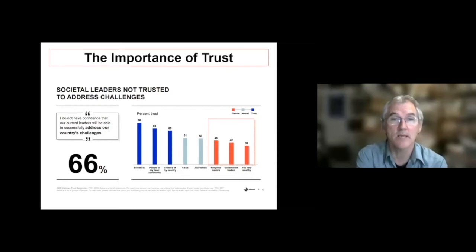Scientists, 80%. People in my community, people like me, 70%. Citizens of my country, 65%. So the big winners are people like me. CEOs, 50%. Journalists, 50%. Religious leaders have dropped a lot, 46%. Government leaders plummeted. The very wealthy, very low trust, only 36%.